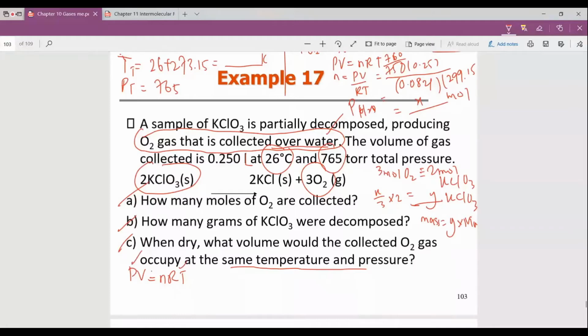So use Boyle's law, P1 V1 over T1 equal to P2 V2 over T2. We need PVT together. What is the volume collected? V2. So P1 V1 T2 equal to P2 V2 T1. Then V2 equals T2 P1 V1 over P2 T1. Then substitute the values, and you get the answer.